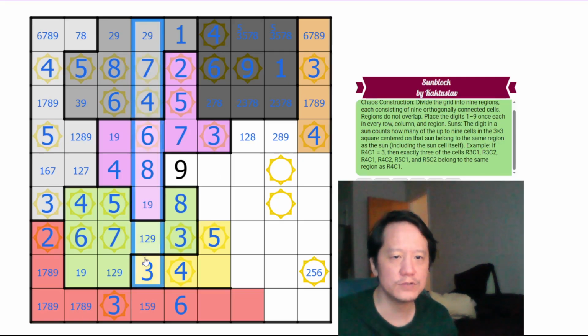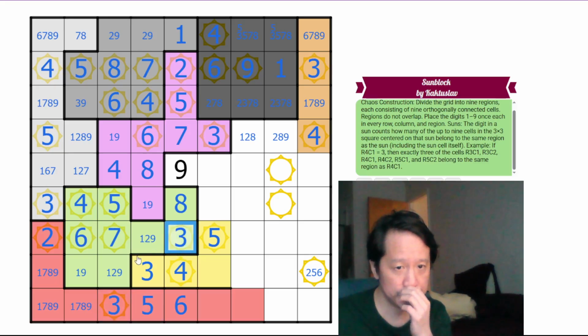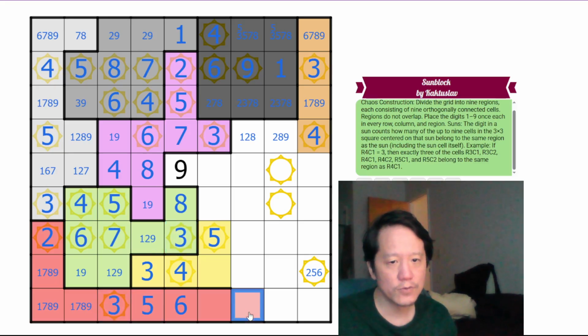We have a 1, 2, 9 triplet in column 4, which eliminates 1, 2, 9 in the rest of the column. This can't be 1 or 9, it's 5. Remaining digits in the red region are 1, 4, 7, 8, and 9. 4 cannot be here. Where's 4 in the red region? It must be here. So that's 4.